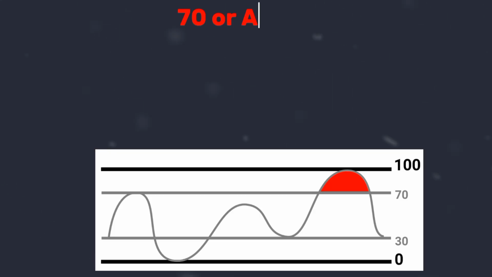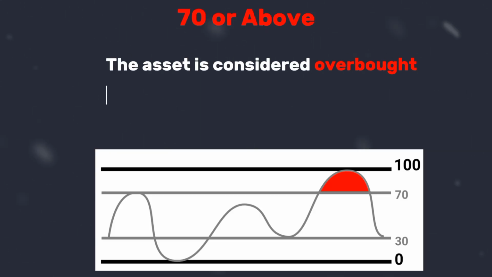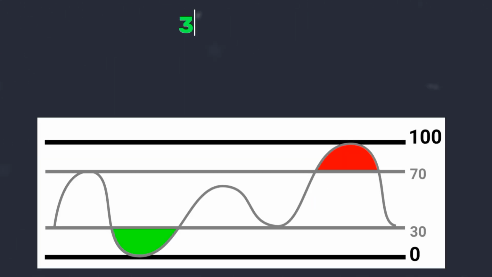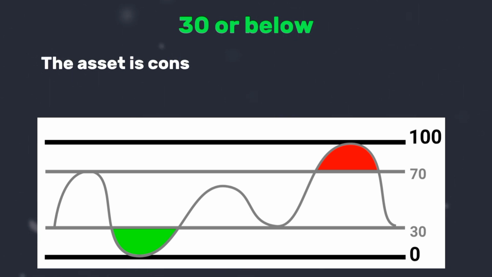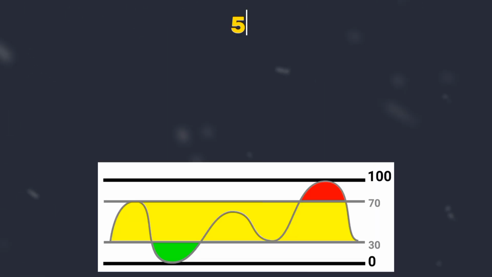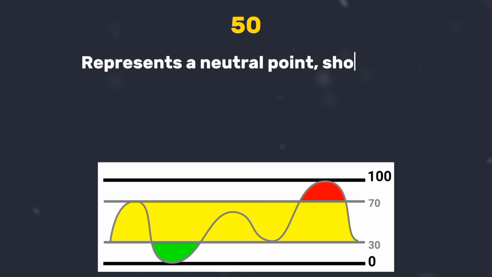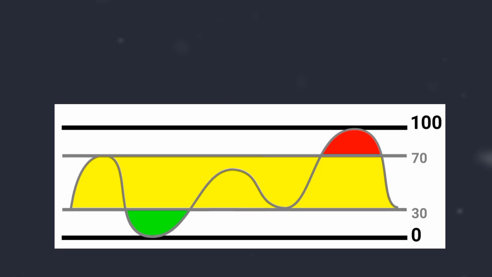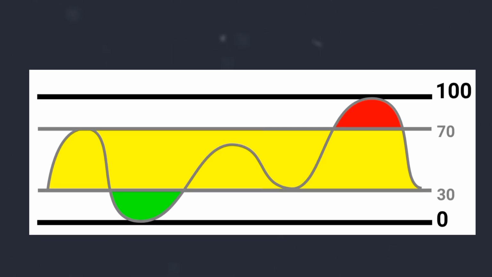Thresholds: 70 or above. The asset is considered overbought, potentially overvalued, may face a reversal or correction. 30 or below. The asset is considered oversold, potentially undervalued, may rebound. 50 represents a neutral point, showing no strong trend either way. This standardization helps traders make quicker, more informed decisions based on these thresholds.